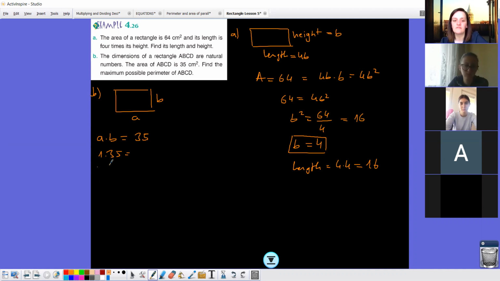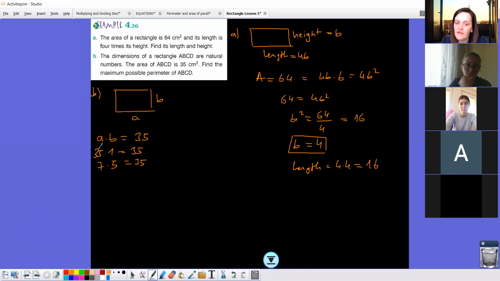According to our figure, 35 times 1 also gives you 35, yes? And also, as you said, 7 times 5 gives you 35. But A will be either 35 or 7. Find the maximum possible perimeter.